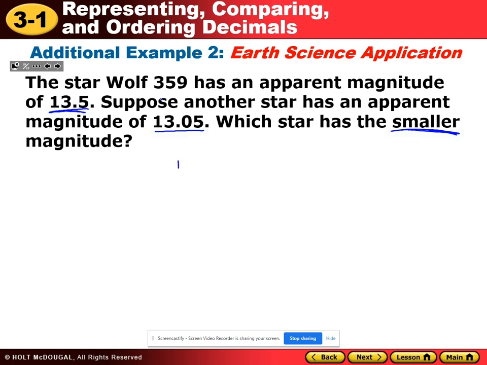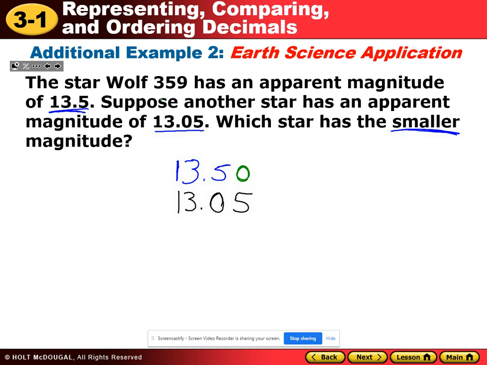All right, so I have 13 and 5 tenths. I have 13 and 5 hundredths. I'm going to write a placeholder here. Now, I write a placeholder there. You don't have to. Some of you may already know how to order these, but I do it because then I can look at them like there's no decimal in there.